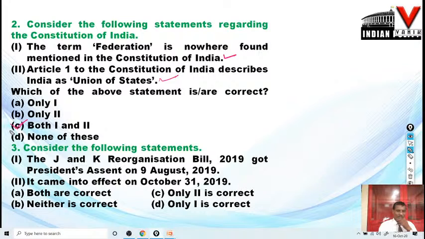Any doubt? Please put it here. Then consider the following statements. The J&K Reorganisation Act 2019 got the President's assent on 9 August 2019. It came into effect on 31st October 2019. I have given a slide also on the 2019 reorganisation. Remember, under this act, Jammu and Kashmir was derecognized as a state. So here both are correct.